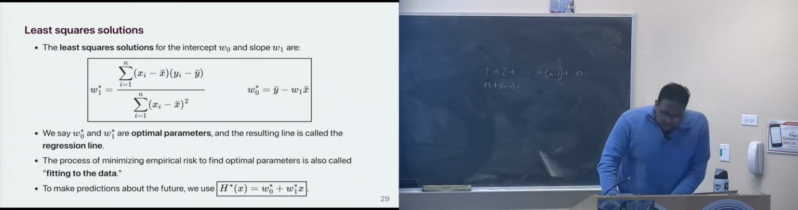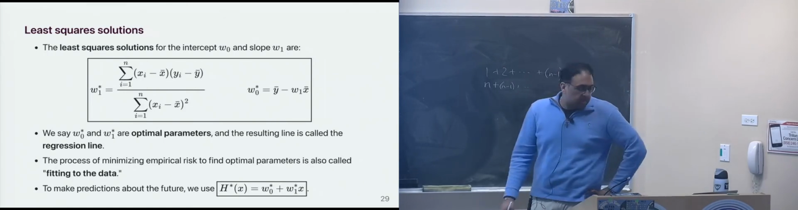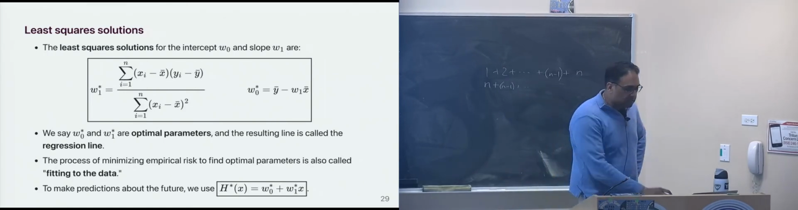But in any case, we've now found the intercept and slope that minimize mean squared error.